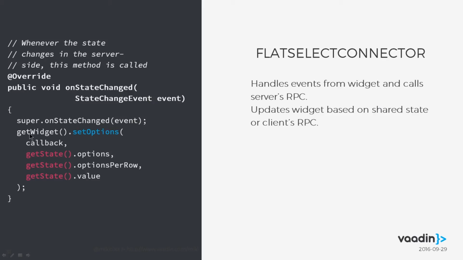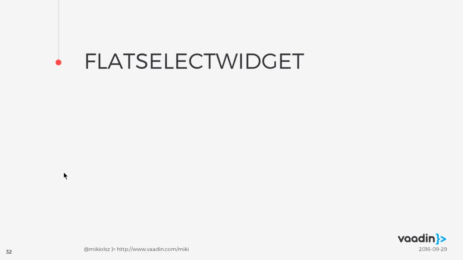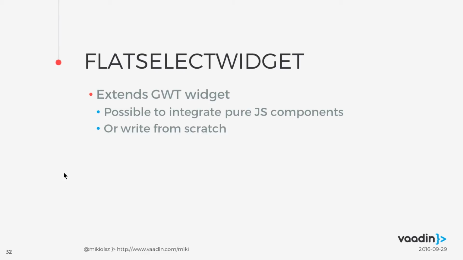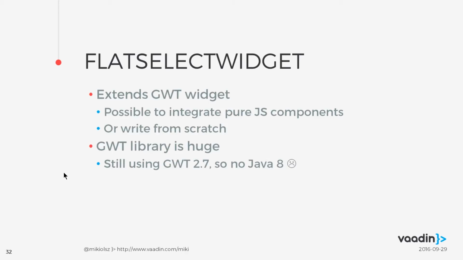The widget is the client-side, purely browser-specific object. Then in the connector, we actually connect the events about the state changed with the state of the client-side widget. And the widget itself extends a GWT widget. The framework offers you a possibility to integrate JavaScript components. You can write one widget from scratch if you want. In most cases, it would be pointless because GWT is huge. There is basically everything you ever need.